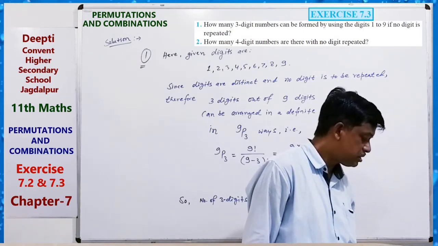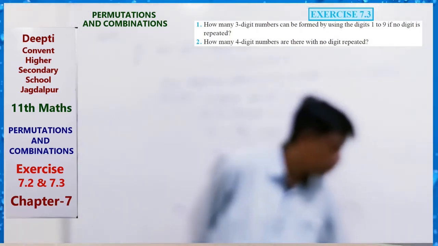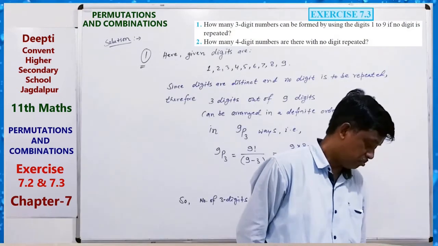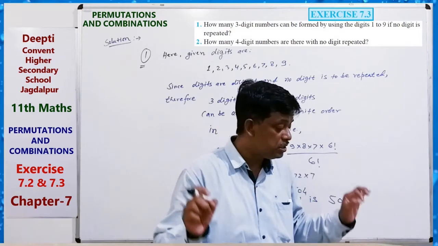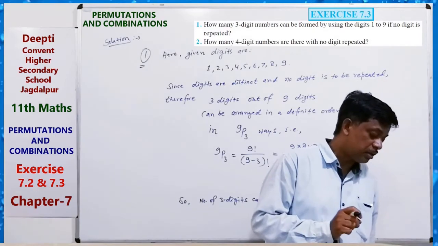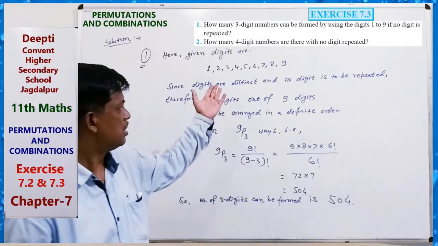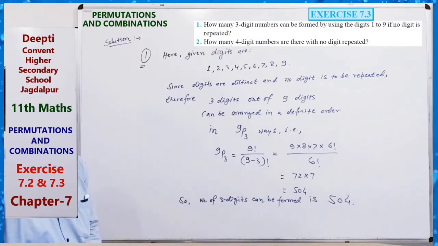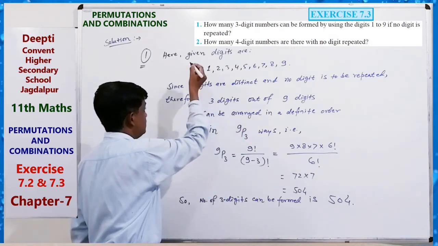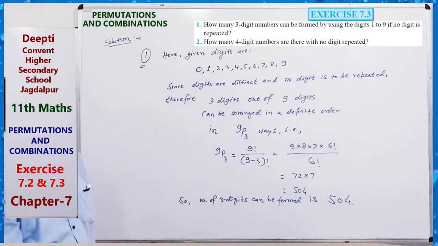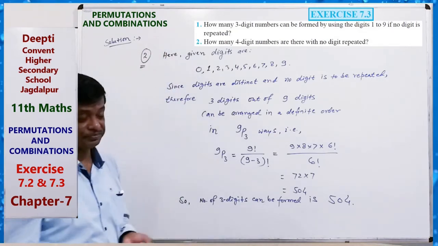How many 4-digit numbers are there with no digit repeated? Just write how many 4-digit numbers are there with no digit repeated. Just the same question as before, but here 0 is also a digit, so there are 10 digits. Okay, question 2.